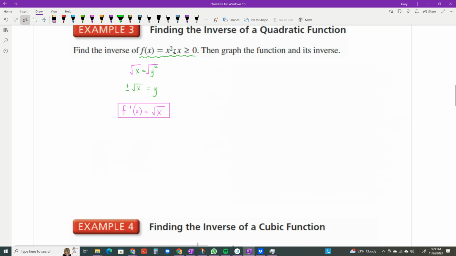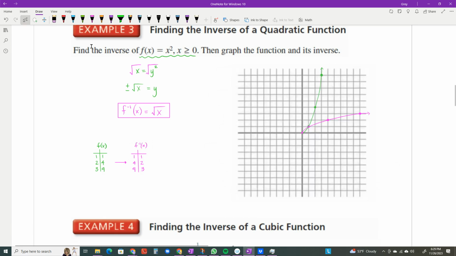I hope you all know how to graph this one. F of x is x squared. Those are the key points we've talked about often: 1, 2, 3, 1, 4, 9. To find the inverse, all you have to do is switch the points. So this is the inverse, and this is what the graph will look like. If I was good, I would have drawn the line y equals x, and you can see that that's symmetric.